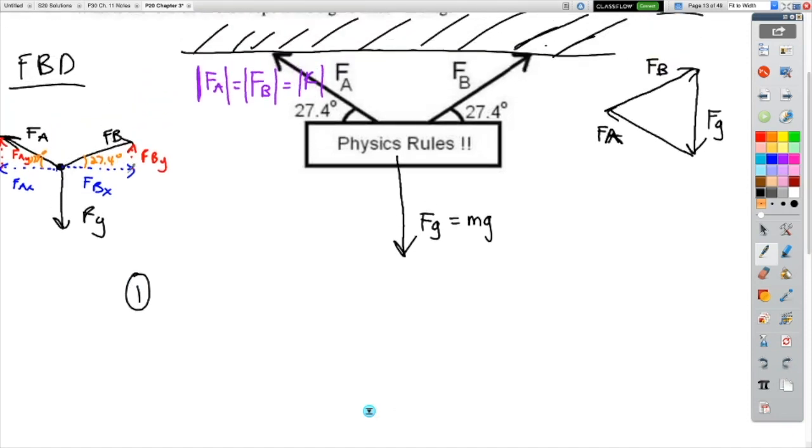Because I don't know anything about this. G doesn't contribute anything. Fg doesn't contribute anything. Okay. Yeah, this must be equal to this, but I don't know anything about any of this stuff. I don't know the tension in A. I don't know the tension in B. So that's kind of useless.